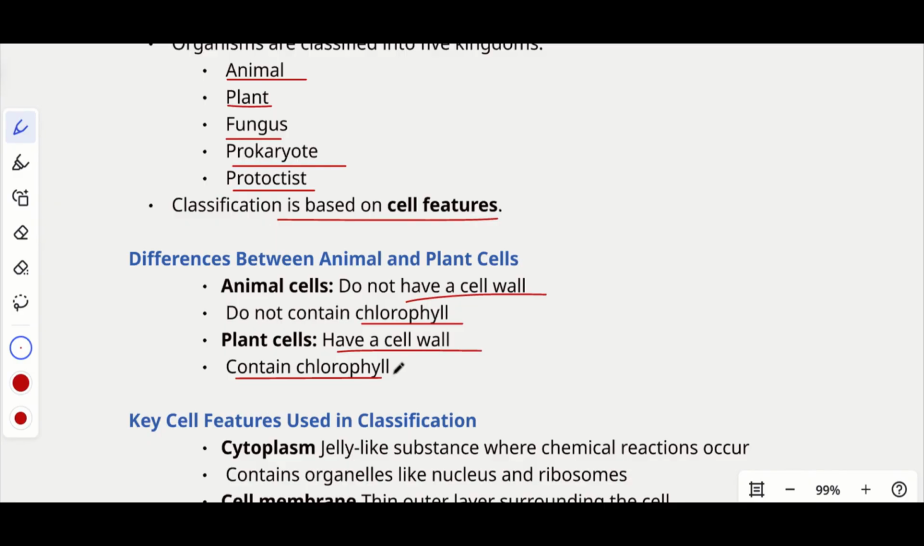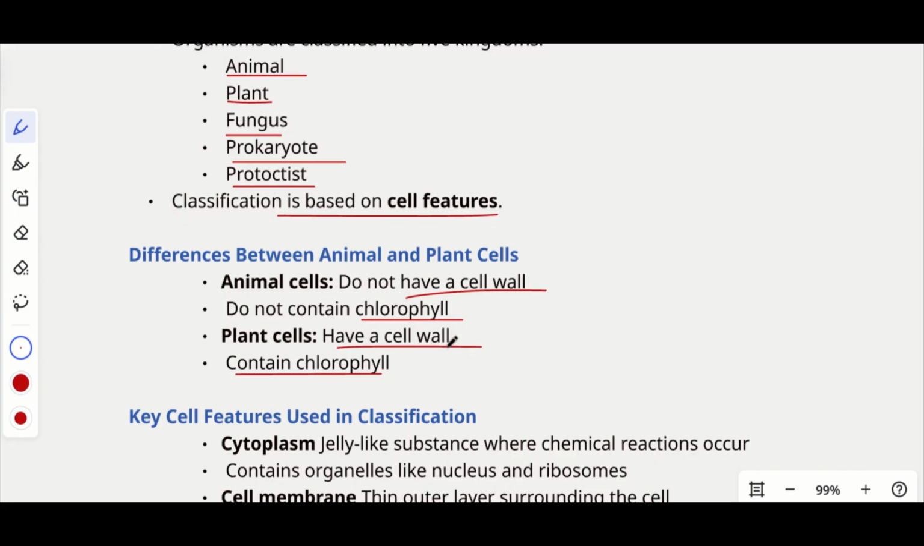So these differences help scientists to group organisms correctly. You can easily identify which one is a plant cell and which one is an animal cell. Like this, there are a lot of differences between these groups, and this helps scientists to classify them properly into different categories.